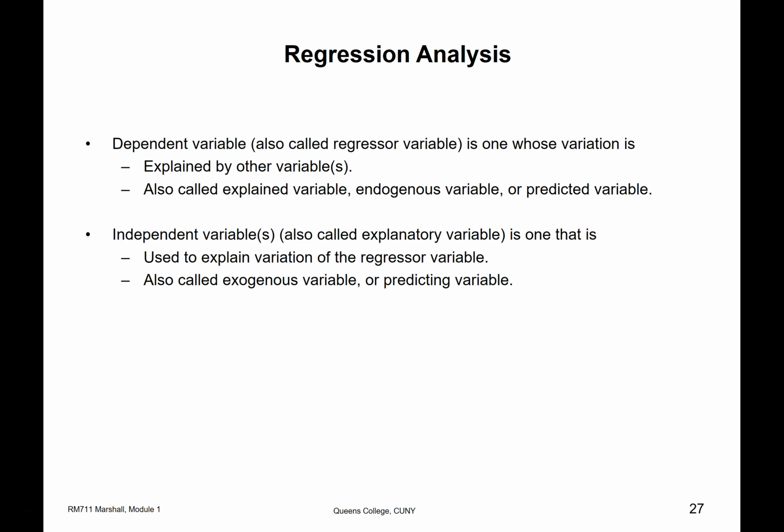This is the variable whose variation is explained by other variables. There's also the independent variables, or the explanatory variables, and these are the ones that are used to explain the variation of the regressor variable. So what you have to look at is which variables are independent and what is it that you're trying to predict? What's dependent on those independent variables?